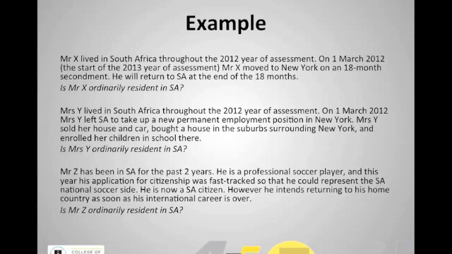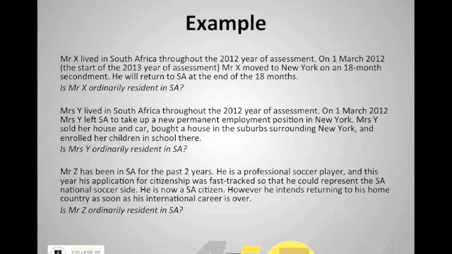And finally, Mr. Z has been in South Africa for the past 2 years. He's a professional soccer player, and this year his application for citizenship was fast-tracked so that he could represent the South African national soccer side. He is now a South African citizen. However, he intends returning to his home country as soon as his international career is over. Is Mr. Z ordinarily resident in South Africa? This one is a little more difficult, and I'm not going to tell you what the right answer is.